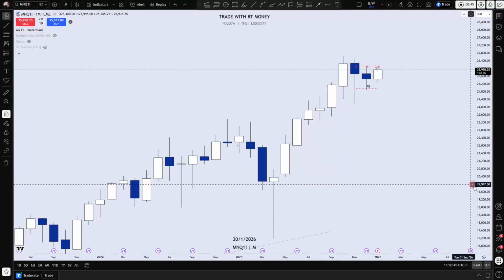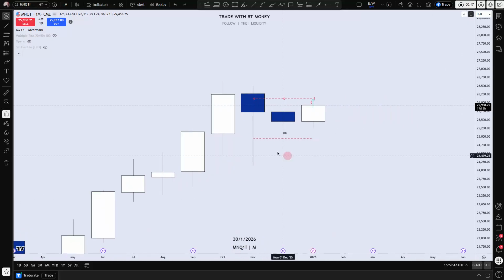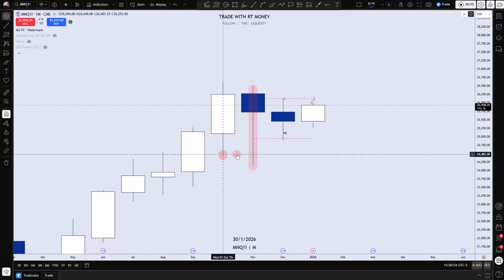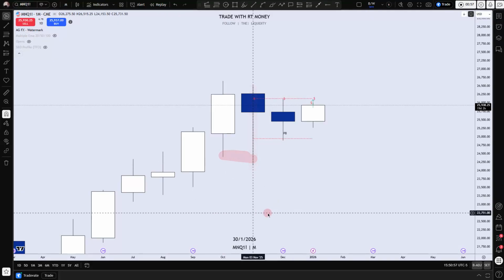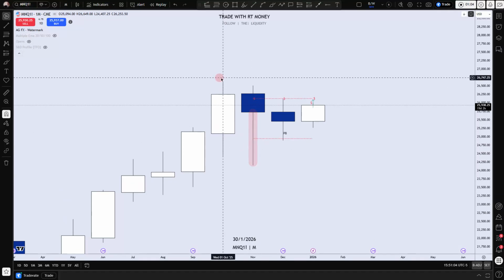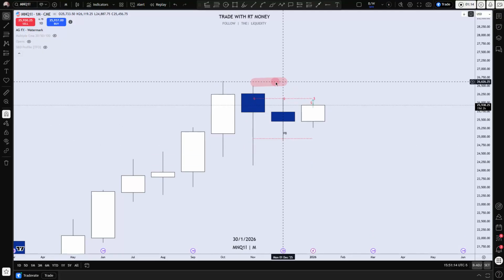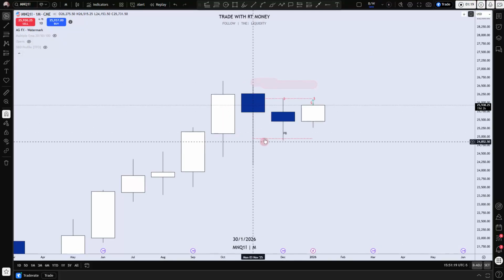Now, what I want to draw your attention to on the monthly is during the month of November, it was bearish until it swept the low of the previous month. But it closed well within the range of the previous candle, which was the month of October. Now, what does that indicate? That will likely trade to the high of that current candle.